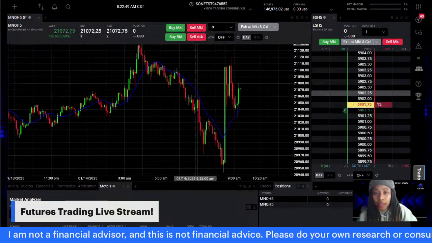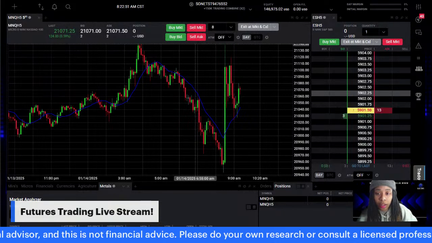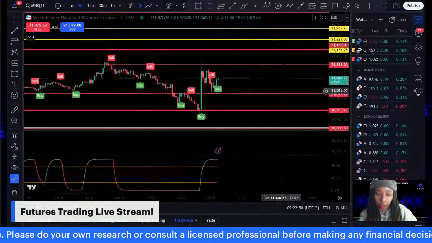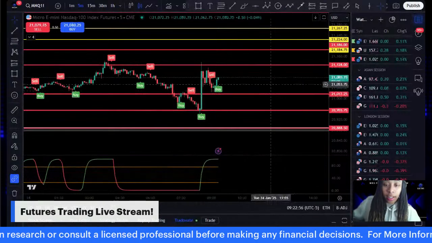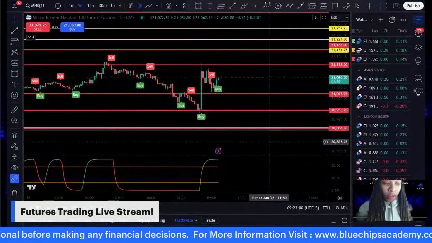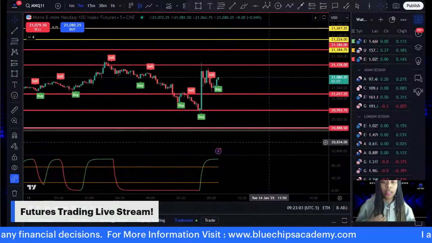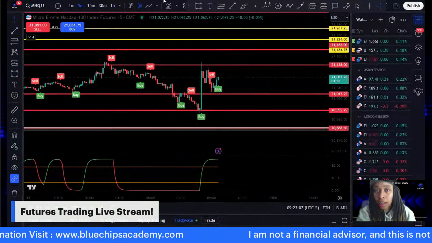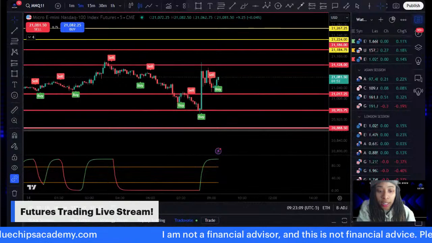All right, so let's go back to our chart here and let's see if we get a nice little look. Okay, here's a potential buy signal right here, guys. Let's see if it closes out strong. And if it does, then I will most likely enter this trade.